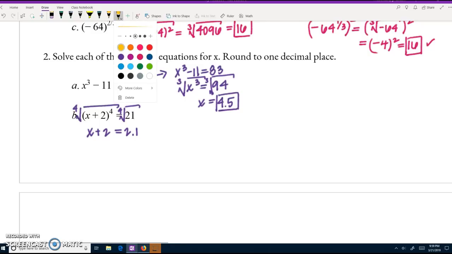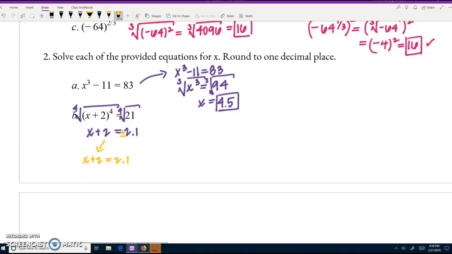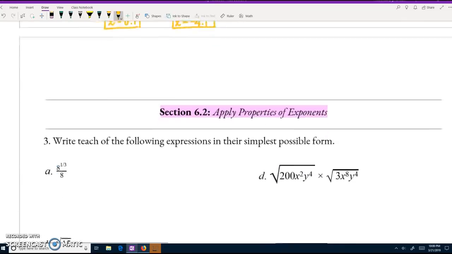But what I want to be careful of is that there's really a plus or minus out in front here because it's an even valued root. So that means I'm really solving two equations. I'm solving x plus 2 is equal to positive 2.1, and x plus 2 is equal to negative 2.1. So when I subtract 2 here, my first solution is just going to be 0.1. And then when I subtract 2 here, my second solution is going to be negative 4.1. So for even valued root equations, I'm going to end up with 2 solutions. Odd valued, I'm just going to end up with 1.